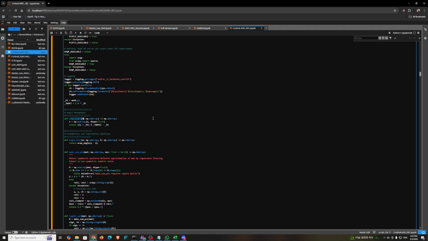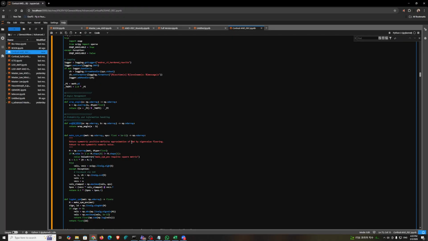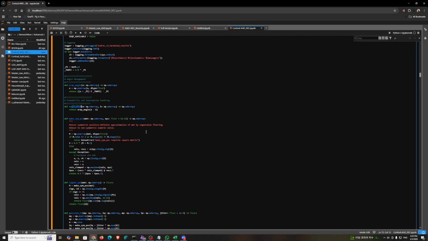Now if you build on this, then the angle dist function down here calculates the shortest difference between two angles, and that's important for understanding how different oscillating parts of a simulated brain are either out of sync or in phase with each other.